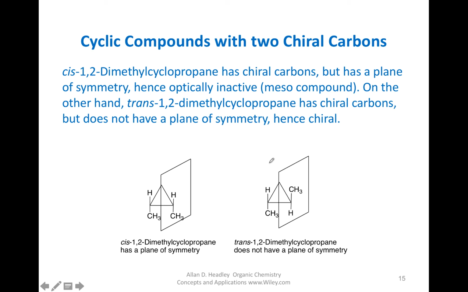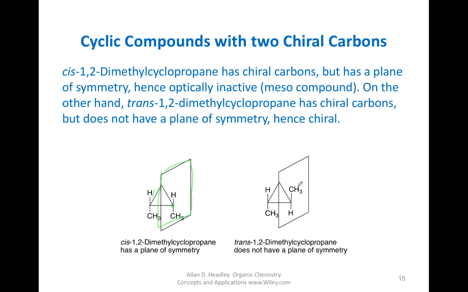Okay, let's look at a cyclic molecule. So here's a cyclic molecule. Hope you can see that this carbon here is chiral. Okay, so that's 1, 2. This group is different from that group. So therefore that's a chiral center or a stereogenic center. But there is a plane of symmetry right through here. And that makes it a meso compound.